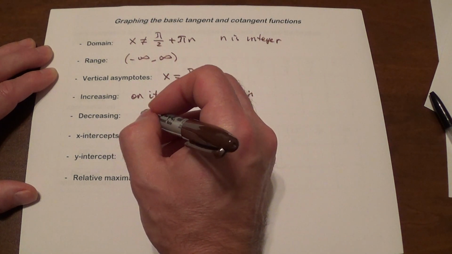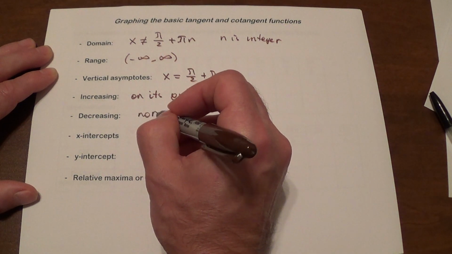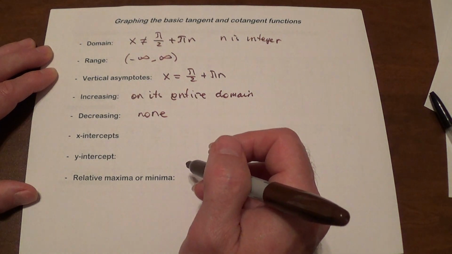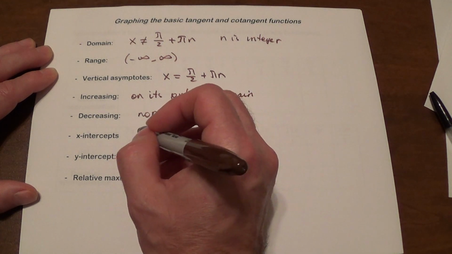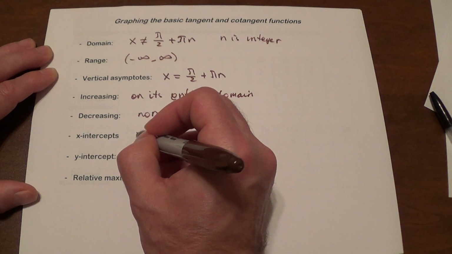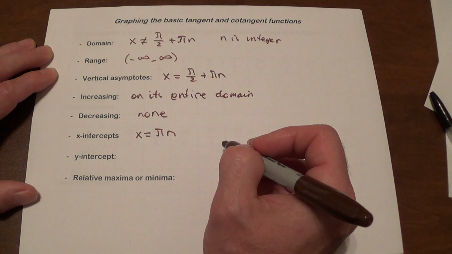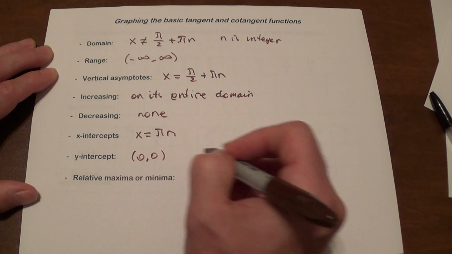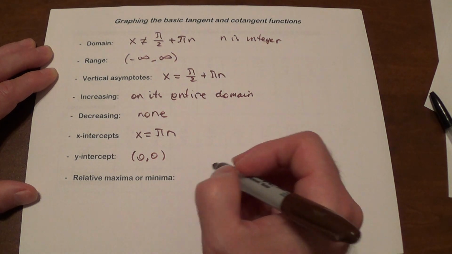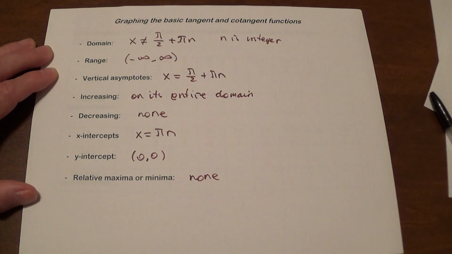Okay. It's not going to be decreasing. It doesn't have any intervals where it's decreasing, so there's going to be none. It's going to have x-intercepts at points x equals pi n, right? It's going to have a y-intercept at the point (0, 0), and it doesn't have any relative min or relative max because it is a strictly increasing function.